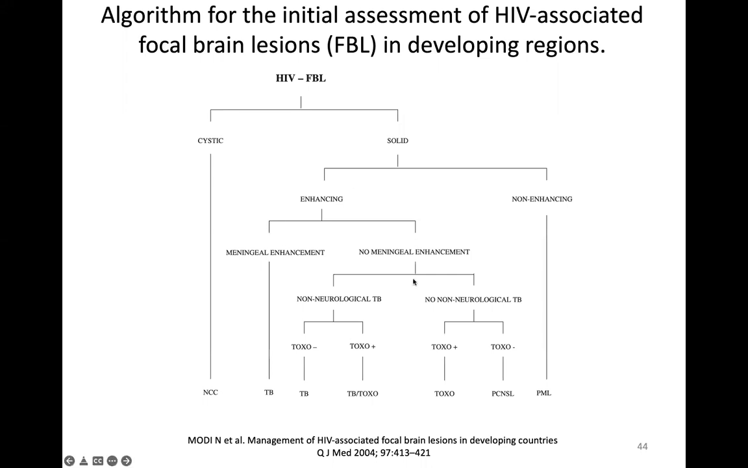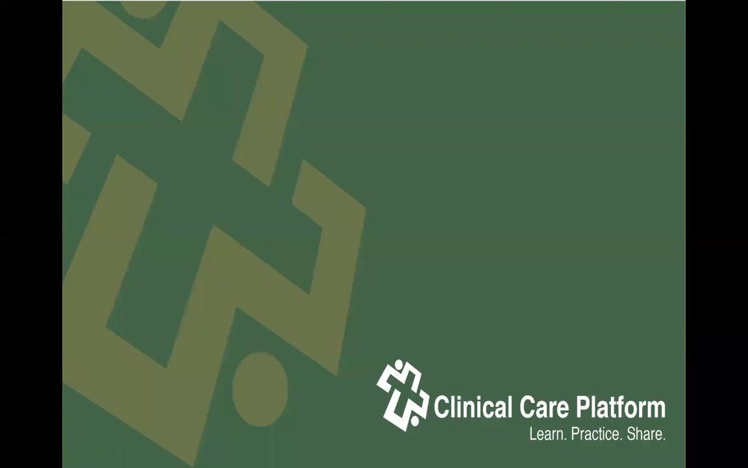This is another nice algorithm to say, are you dealing with a cystic or solid region? If it's cystic, thin-walled, very nice, you think neurocysticercosis. If it's a solid lesion and it's enhancing, maybe it's a meningitis from TB. If there's no meningeal enhancement, it might still be other things like your toxo, PML, like we have discussed.